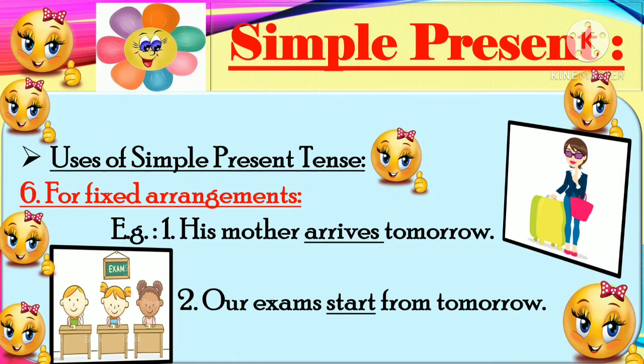Simple present tense is also used to talk about fixed arrangements. For example, his mother arrives tomorrow. That is a fixed arrangement. Our exams start from tomorrow. That is also a fixed arrangement. So, if you want to talk about fixed arrangements, you have to express them in simple present only.